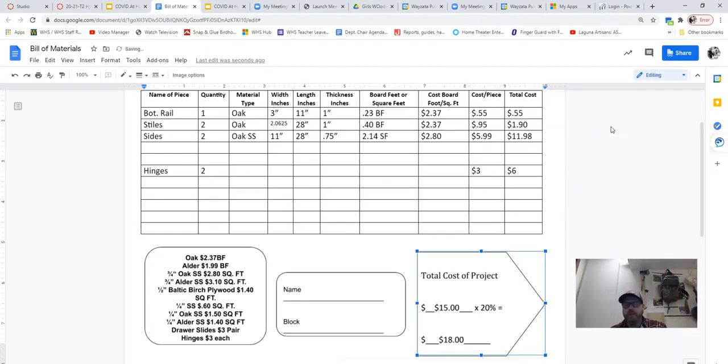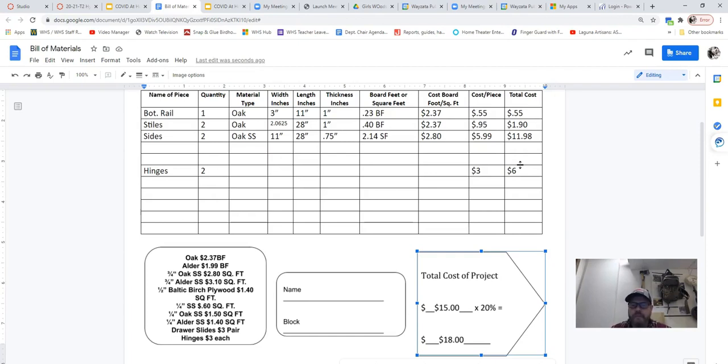If you built this project without a door, when you add up all your total costs, I'm imagining you're going to be in about the $35 to $40 range. If you built a door, you'll be in like the $45 range, or I'm sorry, you'll be in the $40 range. If you built a drawer with it, then you're going to get to like the $50 range by the time you add all that stuff up.